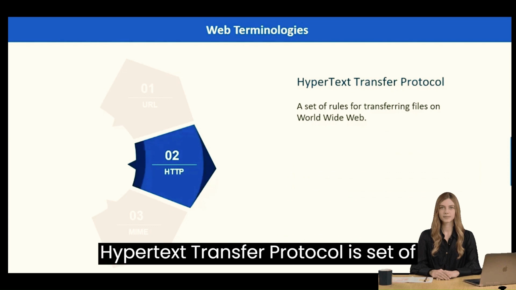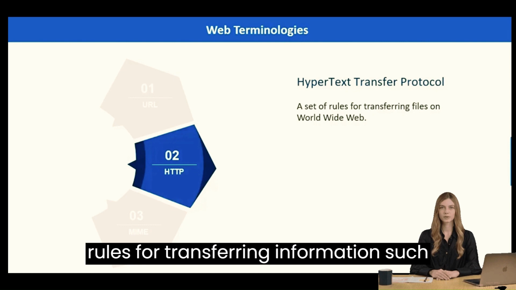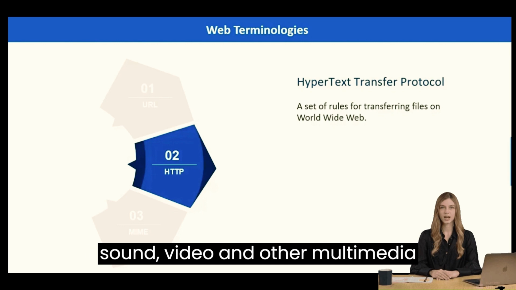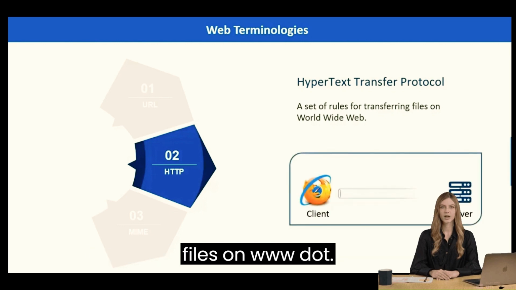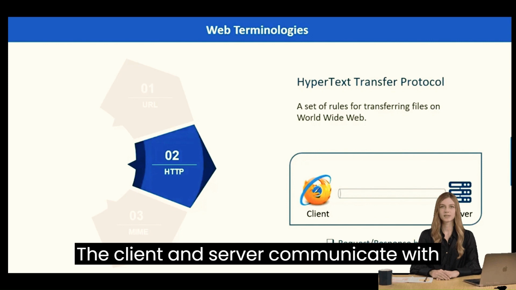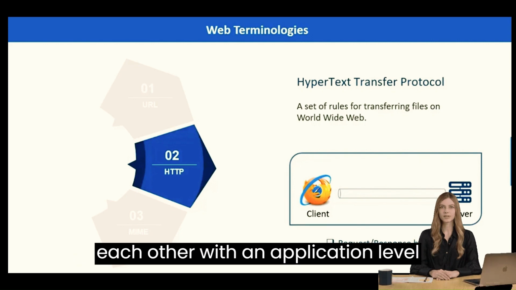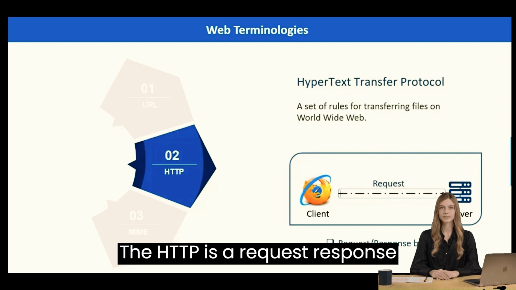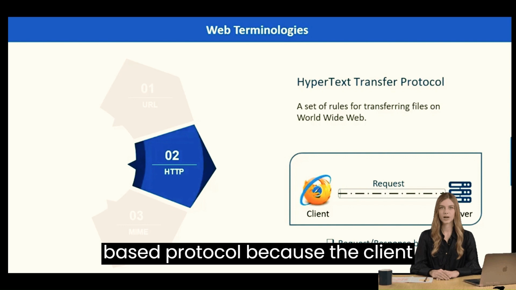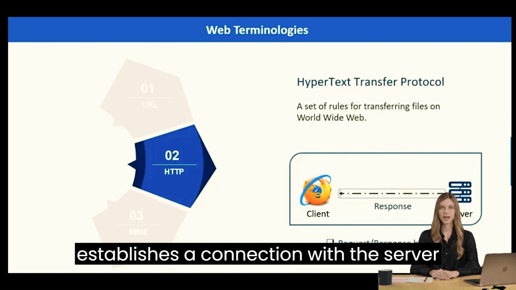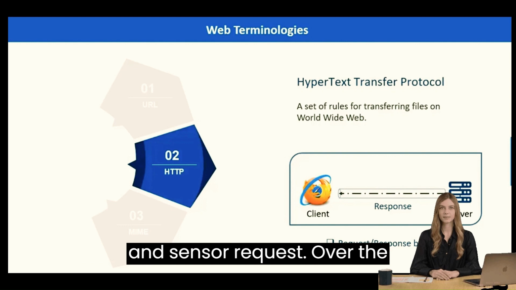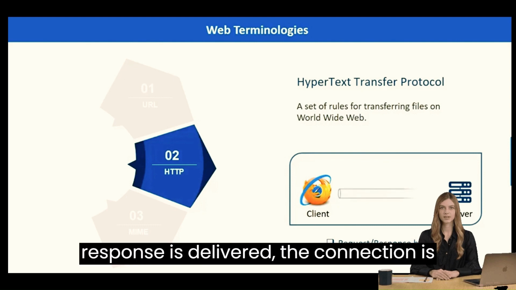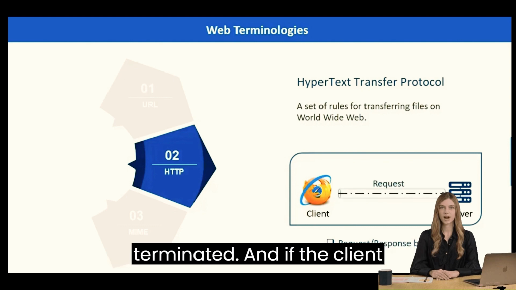HTTP, Hypertext Transfer Protocol, is a set of rules for transferring information such as text, graphics, images, sound, video and other multimedia files on the WWW. The client and server communicate with each other with an application-level protocol called HTTP. The HTTP is a request-response-based protocol because the client establishes a connection with the server and sends a request. Over the same connection, the server sends the response. Once the response is delivered, the connection is terminated.